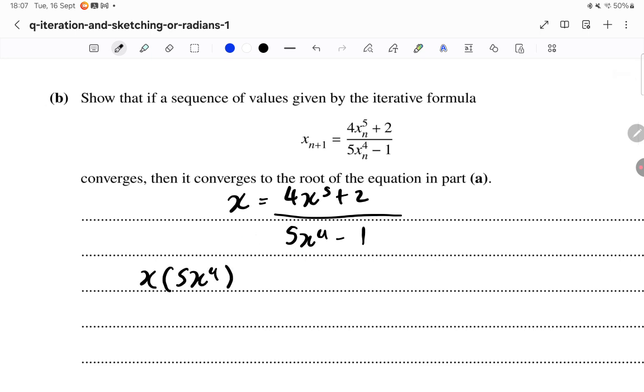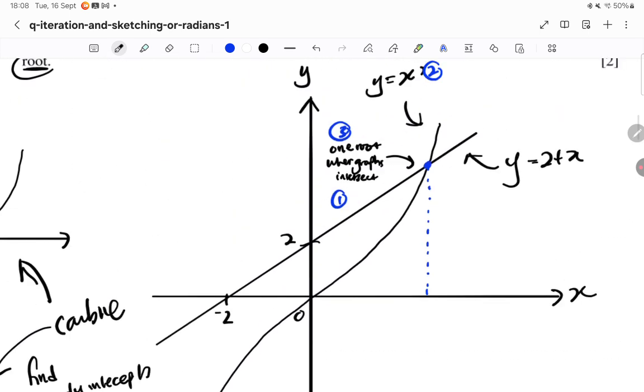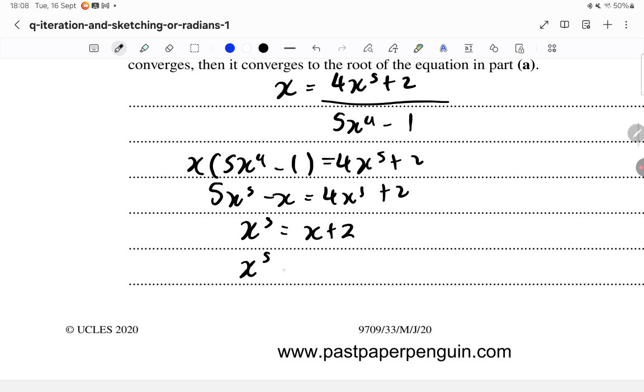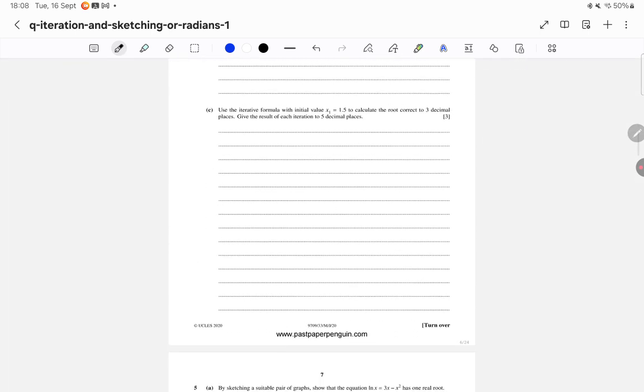5x^4 - 1 equals 4x^5 + 2. 5x^5 - x equals 4x^5 + 2. And finally you get x^5 = x + 2. Just for safety, I'm going to write it as 2 + x, because that's how they give it in the question. And that's it, shown. Okay? And that's just 2 marks, by the way.